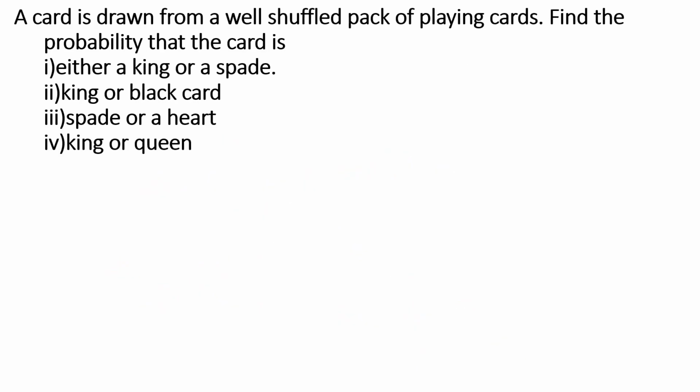A card is drawn from a well-shuffled pack of playing cards. Find the probability that the card is either a king or a spade, king or a black card, spade or a heart, king or a queen card. Now, there are a total of 52 cards in a deck. Since we are picking only one card, we have 52 C 1. So the number of elements in the sample space is 52.